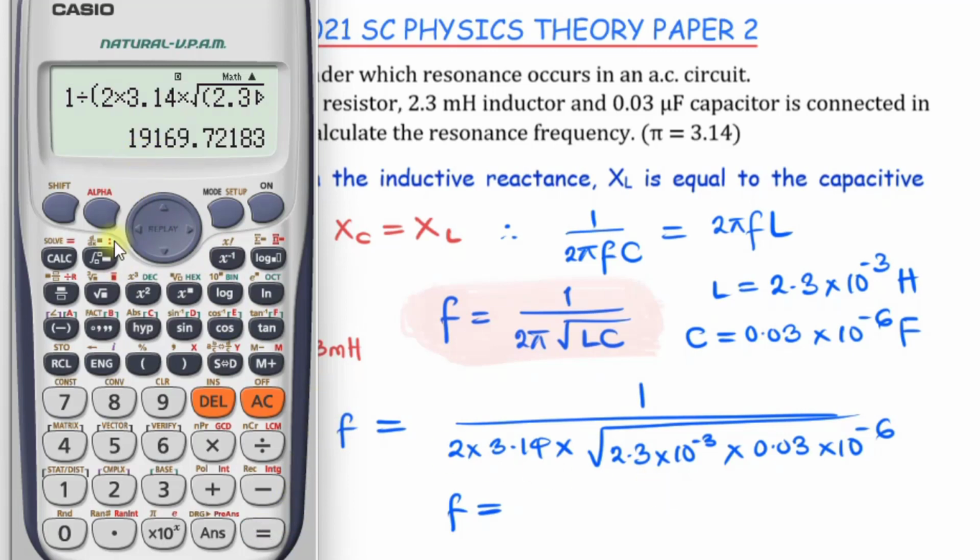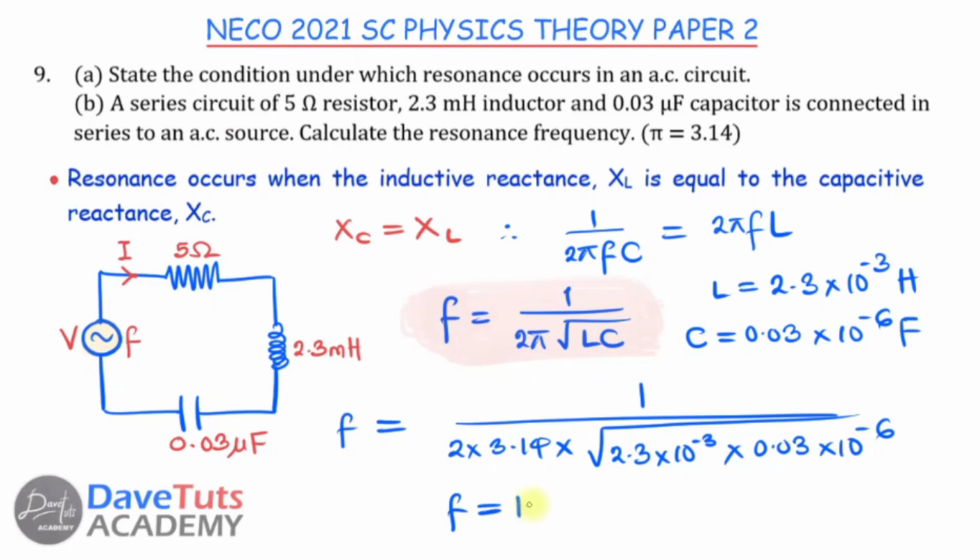So this is 19169.72. I can say I want to approximate this, and if I bring this decimal 1, 2, 3, 4 places, I can say this is 1.92. I'm rounding up this 6 to 1 and adding to this 1, then times 10 raised to the power 4. I've moved the decimal place in 4 places, and the unit for frequency is hertz. So that is going to be the resonant frequency for this particular circuit as given in this question.